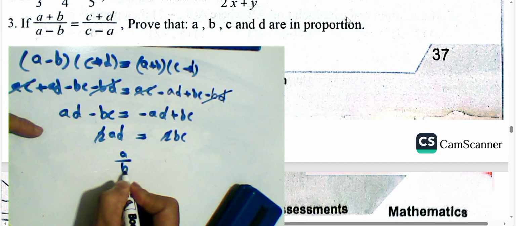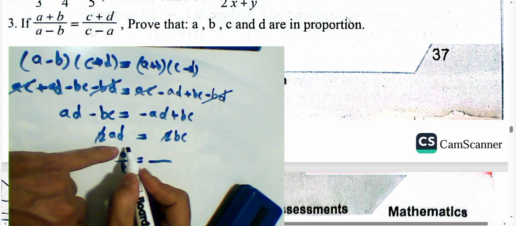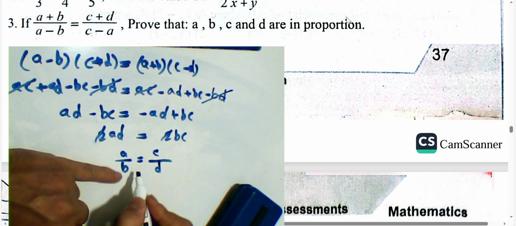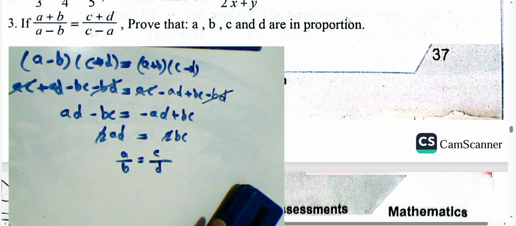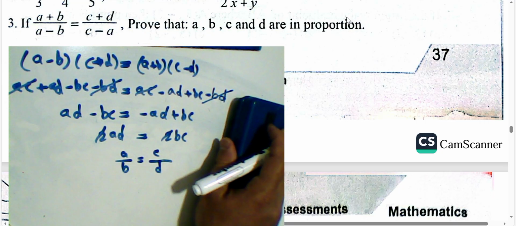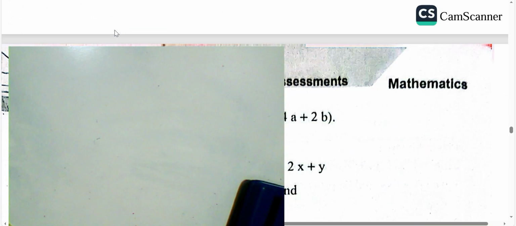The ratio between A over B is equivalent to what? A times D and B times C. Then A over B is equivalent to C over D. Then A, B, C and D are in proportion. Okay, understood? The mistake is here: you must write this D, not A. Cancel and write D. Next question.